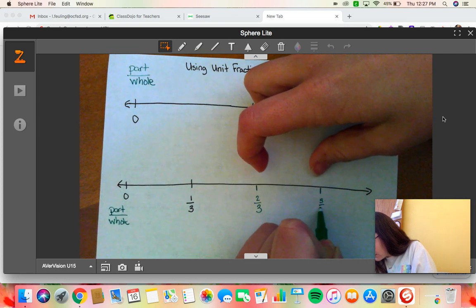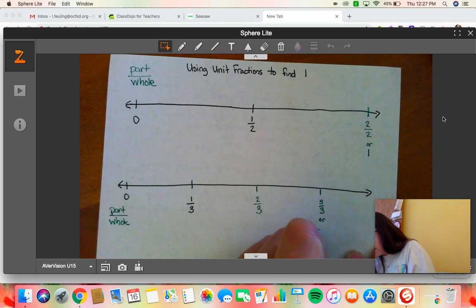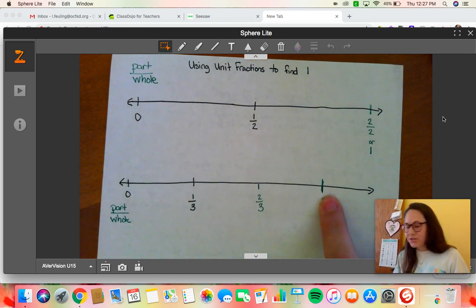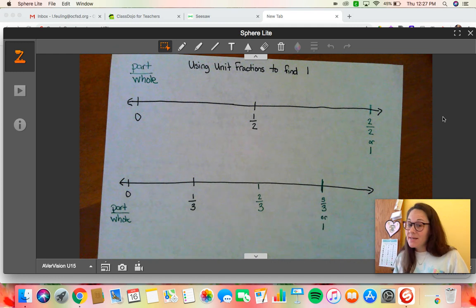So this would be 3/3. Remember, anytime top number and bottom number are the same, that is the same as 1. So my 1 whole would actually be here on the number line, okay? You'll notice they're not in the same place in this case, okay? Not all wholes are the same size.